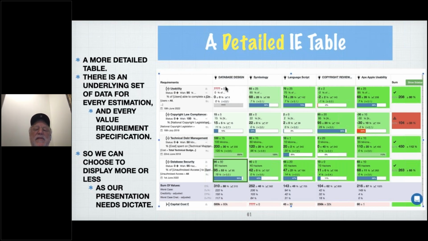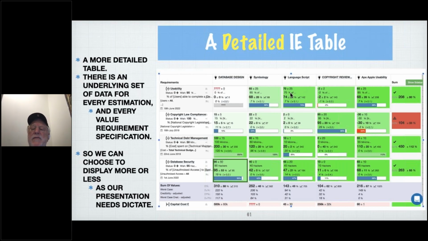These numbers here are both the real number for how good it is on the scale of measure and the relative number, what percentage of the goal we want to get to we are getting to. This bar chart is actually a simplification. The bar chart says that symbology is estimated to get us to 68% of our goal for usability, 68% of the way from 0 to 95% of the scale of measure. So this bar chart says we have a negative side effect of minus 30%. This says the copyright review gets us 95% of the way to the copyright law compliance goal of 100%, etc. So the simplification is actually in these bar chart numbers.